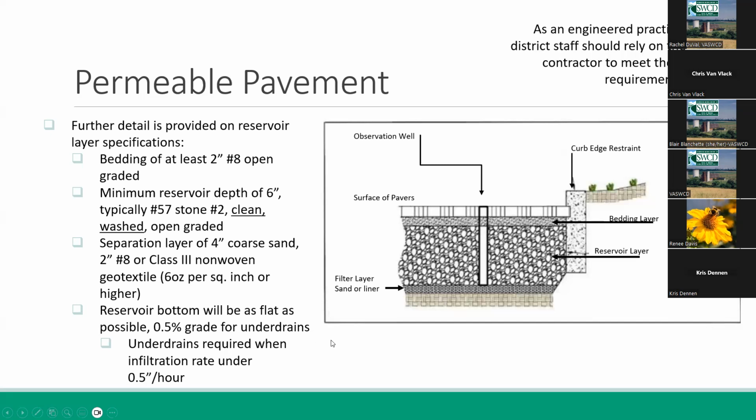It goes over the preferred or typical depth of the different stone sizes. Things I want to point out: gravel 57 stone needs to be clean washed, and the separation layer at the bottom can be sand, it can be particular stone sizes, or non-woven geotextile, not woven. And then the reservoir should be as flat as possible on the bottom, and underdrains are required for infiltration rates under 1/2 inch.